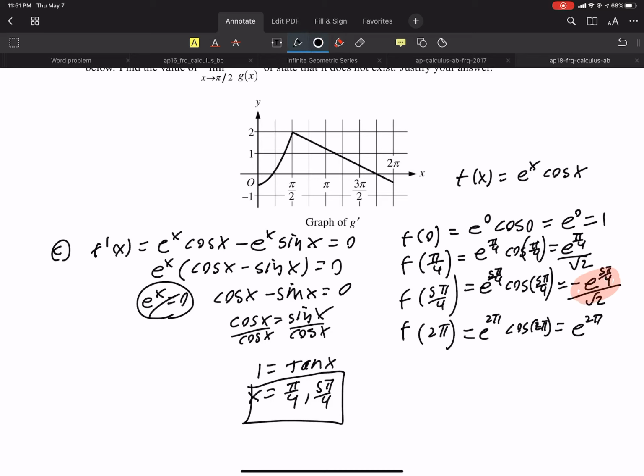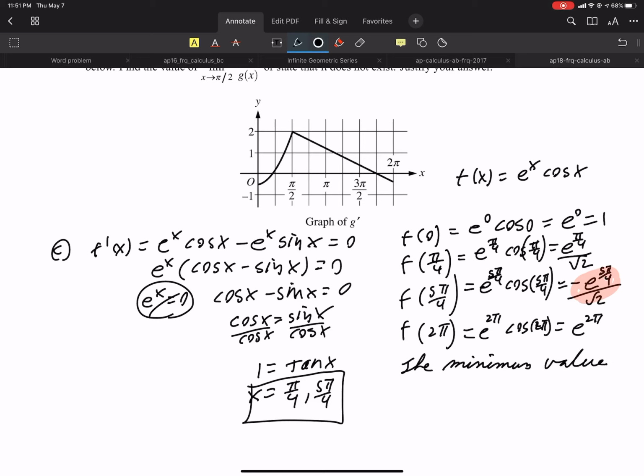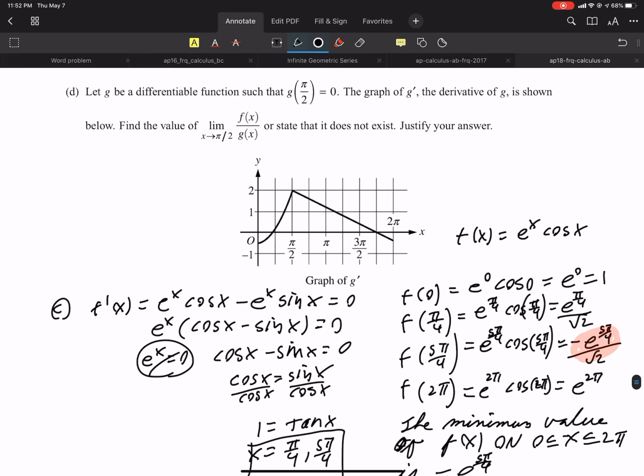So we would say the minimum value of f of x on the interval from 0 to 2 pi is negative e to the 5 pi over 4 over radical 2. And that's it for C. And then we have part D.